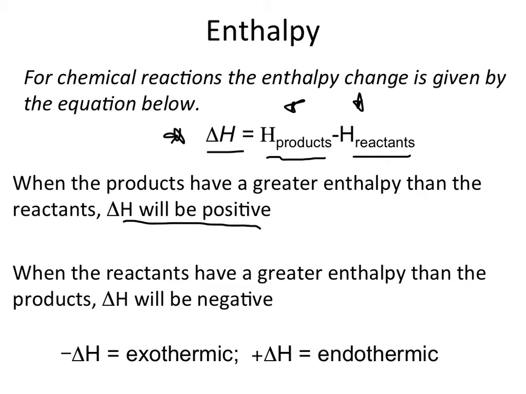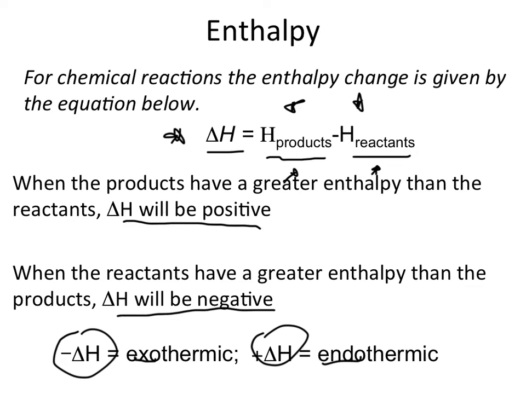Okay, in the reverse thought, if the reactants are greater in enthalpy than the products, we'll end up with a delta H that is negative. So these two features, or these two delta H values, can be utilized to decide if we have an exothermic or endothermic reaction. If delta H is negative, we have an exothermic reaction, and if delta H is positive, we have an endothermic reaction.